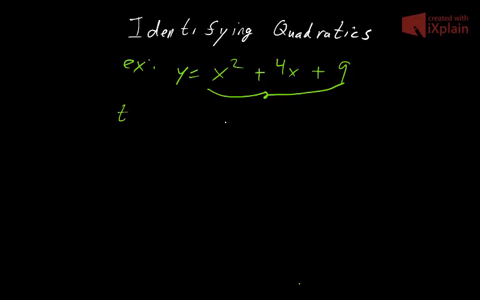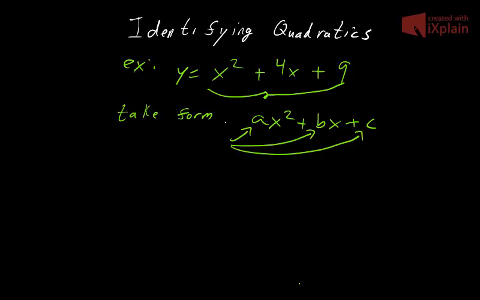So quadratics take the form, or look like, "take the form" is a fancy math way to say "look like," ax squared plus bx plus c, where a, b, and c can be anything.